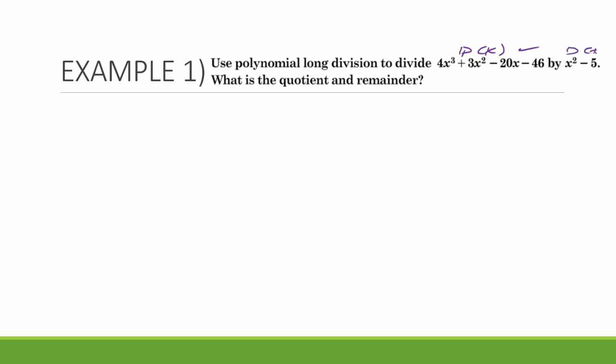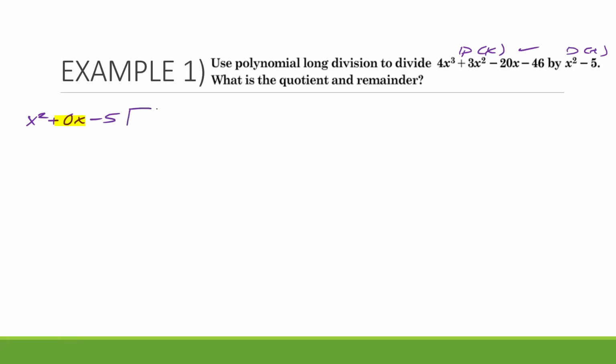This is our divisor, our dx. Our divisor is missing a middle piece. It's missing its single x, right? So when we write it out, we're going to have to put a 0 in for that. So we have x squared plus 0x minus 5. And notice that we had to put this in because it was missing. Does adding 0 to anything change anything? Nope, it does not. It just makes it so that I can do the division. Got it?